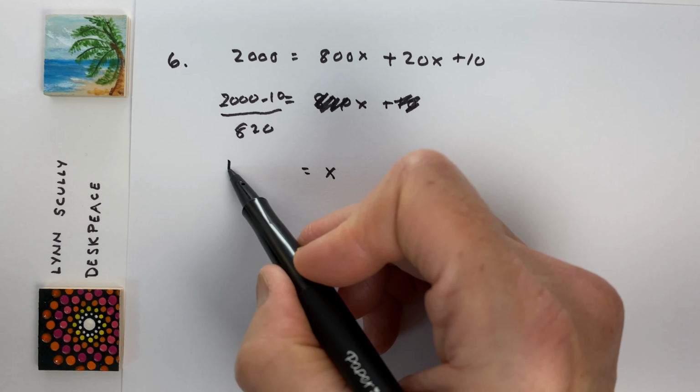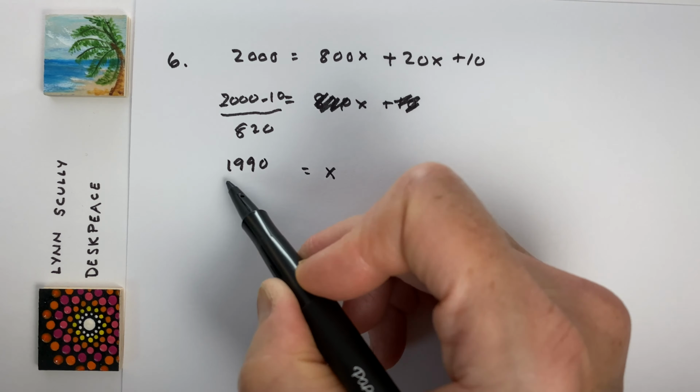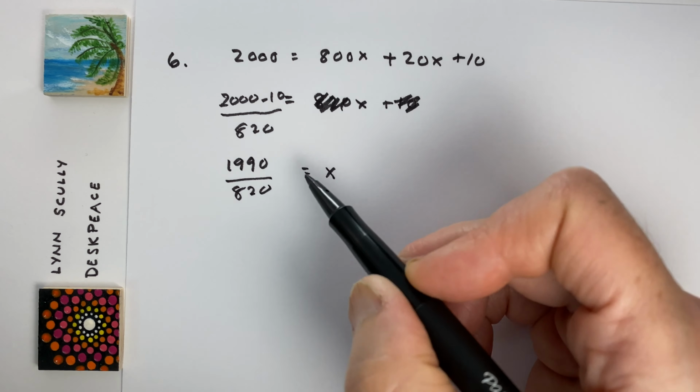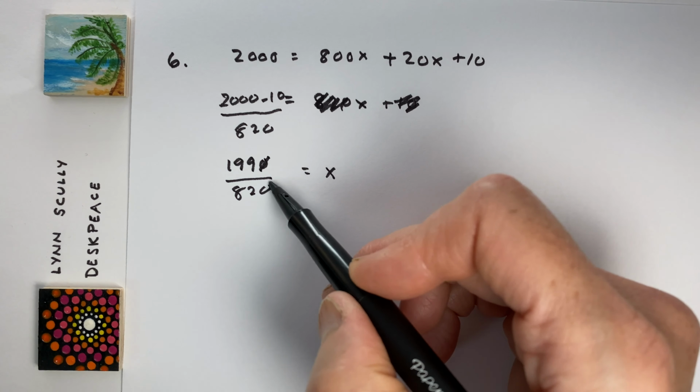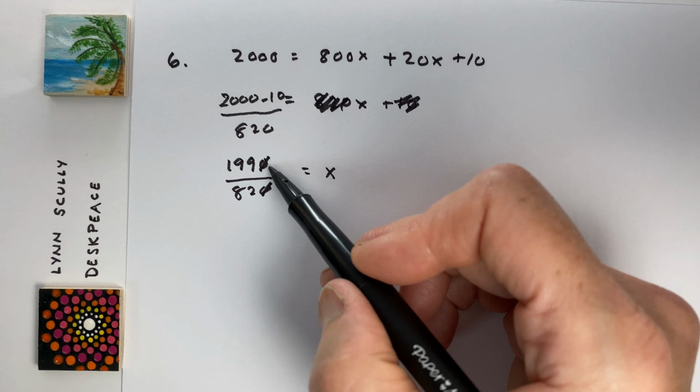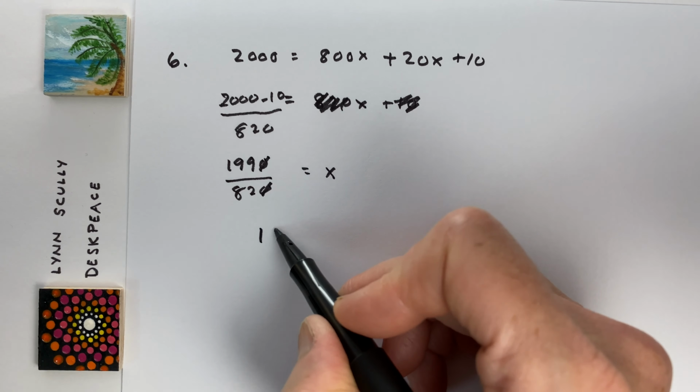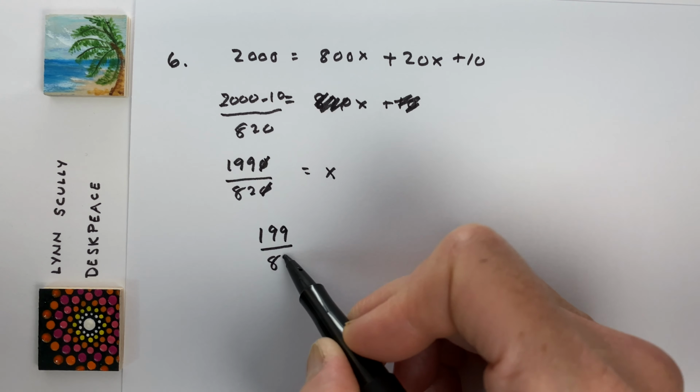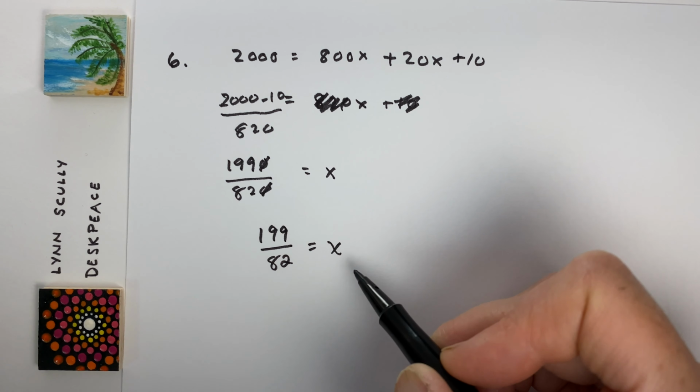2,000 minus 10 is 1,990 over 820. These zeros on the end can reduce away because I can divide this by 10 and this by 10. And I'm going to leave my answer as 199 over 82 equals x.